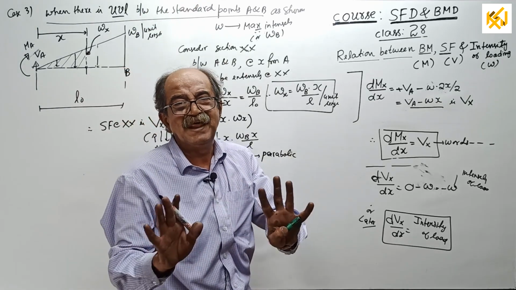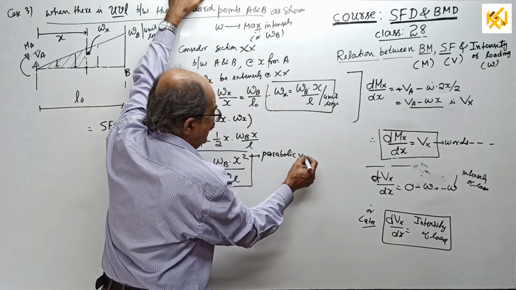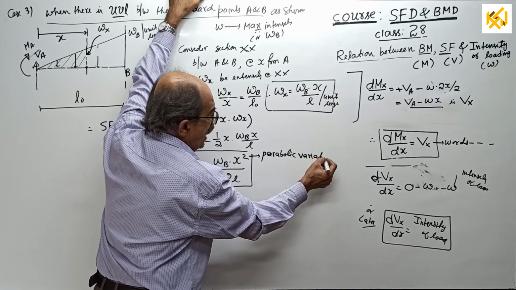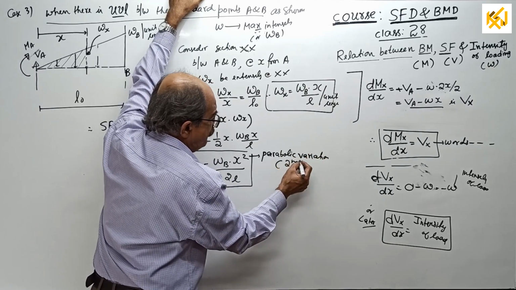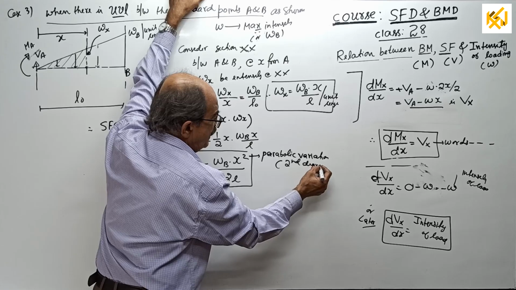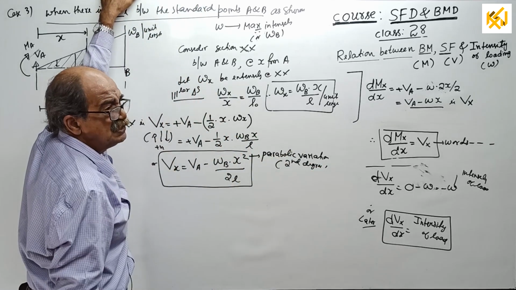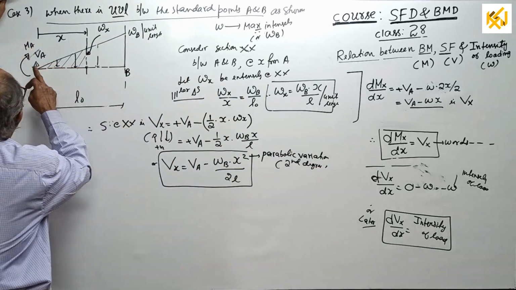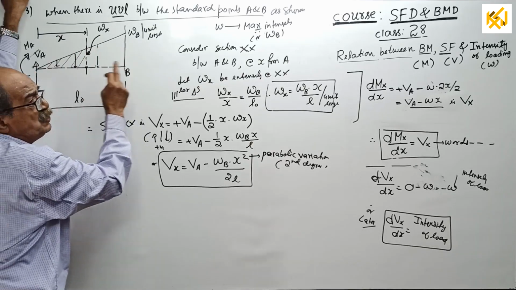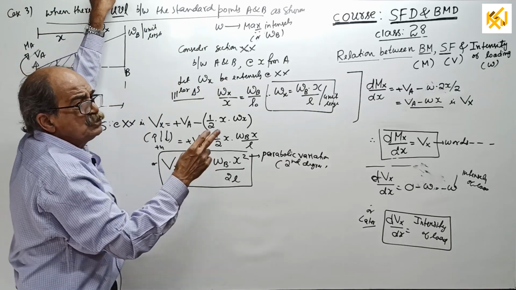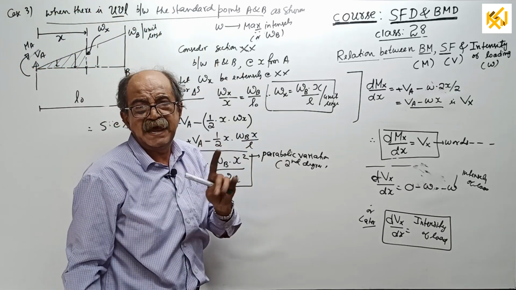Tomorrow, next class I will tell, not now. Parabolic variation. Again, a doubt comes: what type of parabola? Second degree parabola, quadratic. So, when there is a uniformly varying load between two standard points, shear force variation is parabolic, second degree parabola.